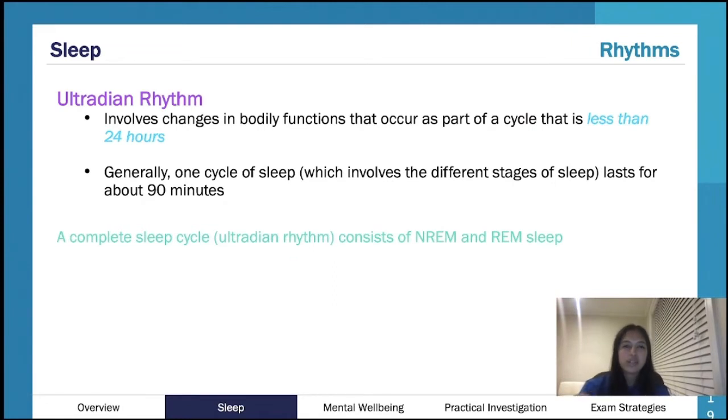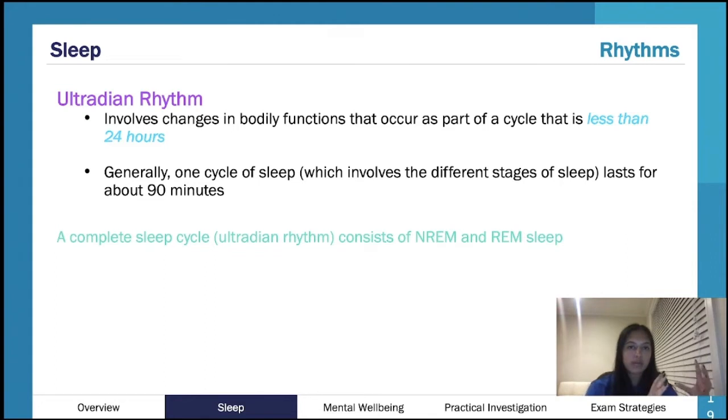So a good thing to remember, I feel like sometimes it can be confusing to think about, but an ultradian rhythm, it's your NREM and your REM. So just like we saw in that little graph there, REM, NREM, 1, 2, 3, 4. REM, 1, 2, 3, 4, REM, 1, 2, 3, 4, REM, 1, 2, 3, 4. So the REM and the NREM together, that is one sleep cycle, that is one ultradian rhythm.